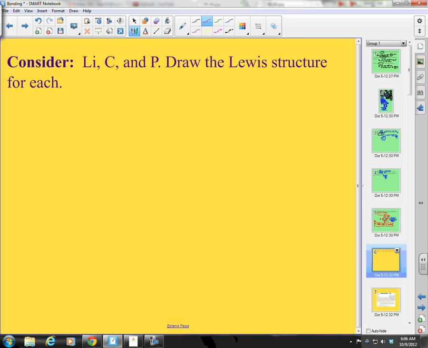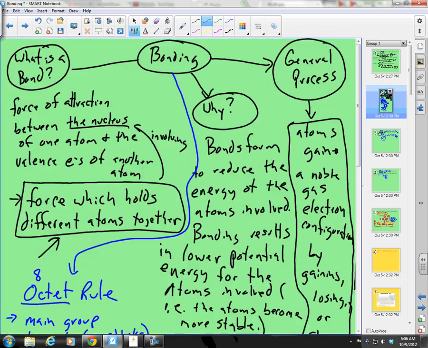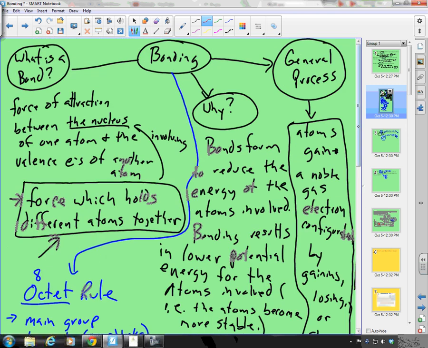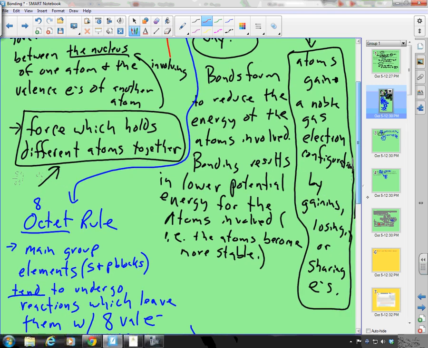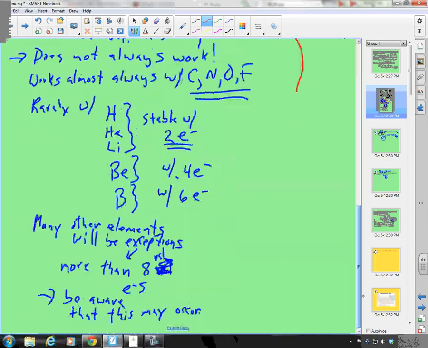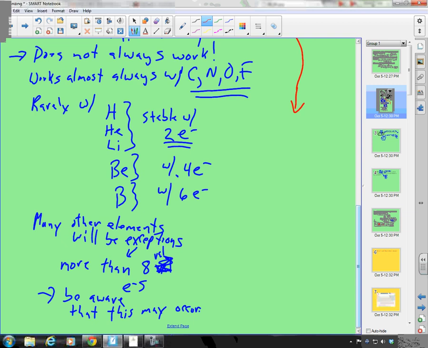All right, let's consider lithium, carbon, and phosphorus. Draw the Lewis structure for each. Okay, I think we need some notes here. Let's go back up here, and where can I put this? I'm going to pick up the red later down here. Are you ready? Here we go. We're going to bring the red down way over here. Okay, and we want to talk about Lewis structures.